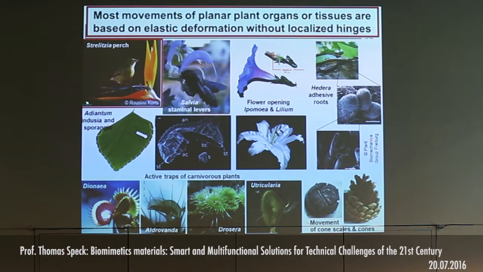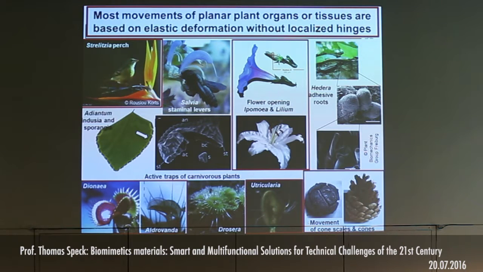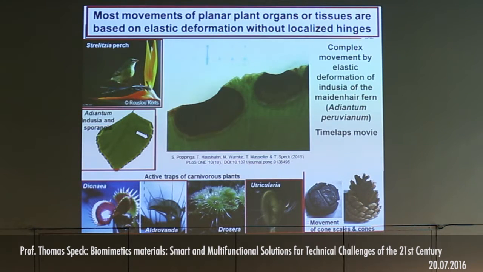We looked, which I will show you in a minute, at Strelitzia, the bird of paradise flower. We looked at flower openings in Ipomoea or Lilium. We also looked, as I have already shown, at some active traps in carnivorous plants. We also looked at cone scales in different conifer cones, and we looked at the opening of the indusia and sporangia in this nice fern, and I want to show you the complex movement of this indusium in that fern.